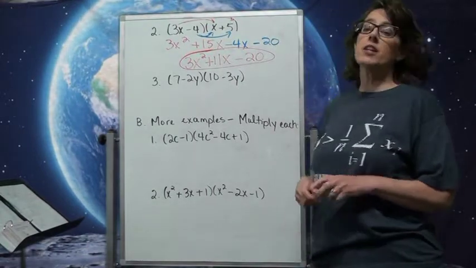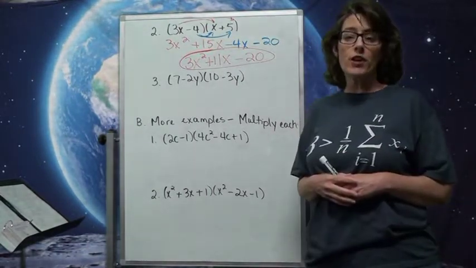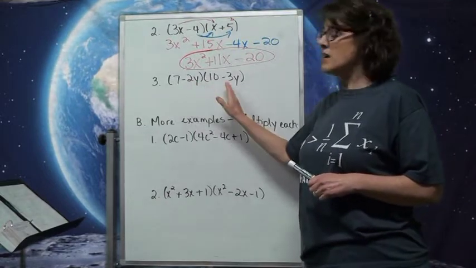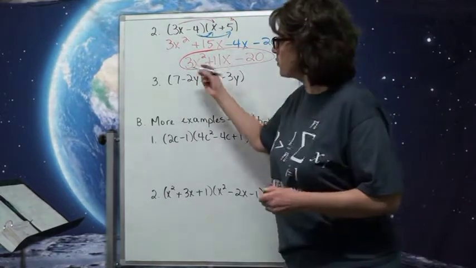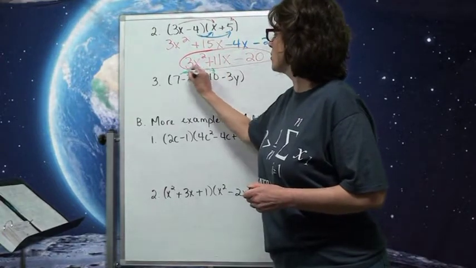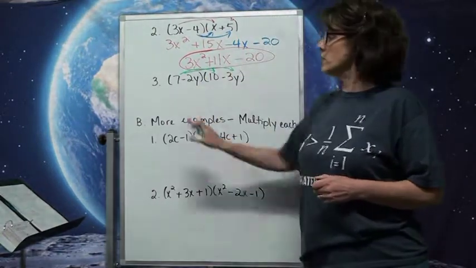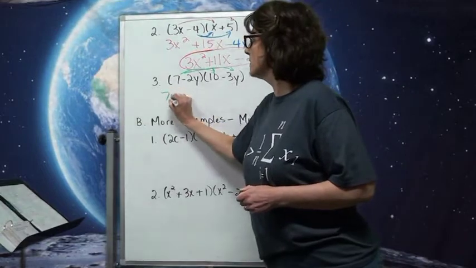Now, take a look at the next one. Just one more example to make sure we're very good at this. I've got a parentheses times a parentheses, so that means I'm going to take that first term and distribute it to every term in the second parentheses. When I do, 7 times 10 is 70.